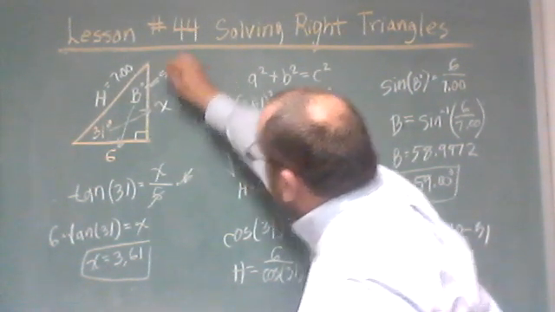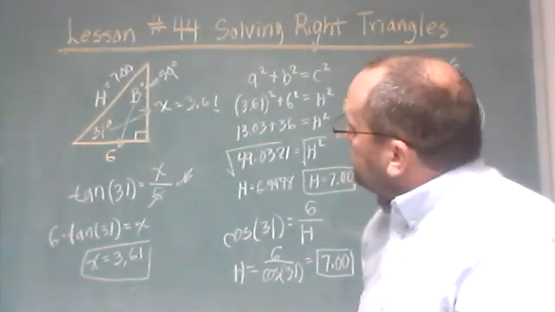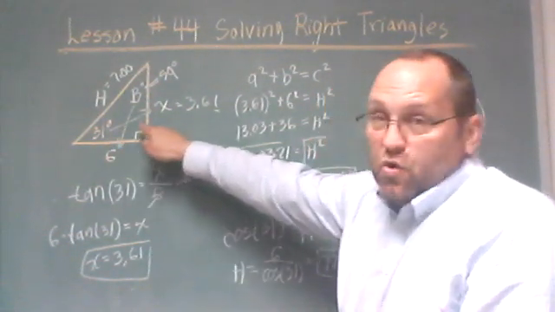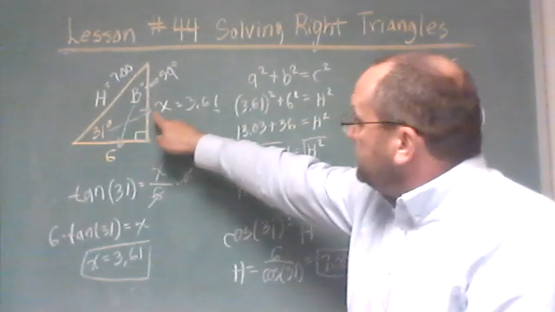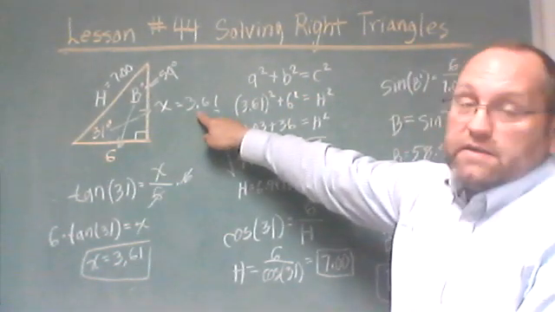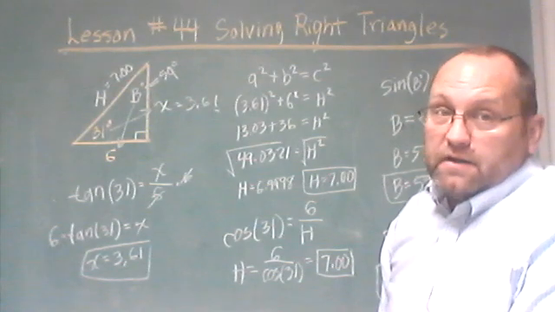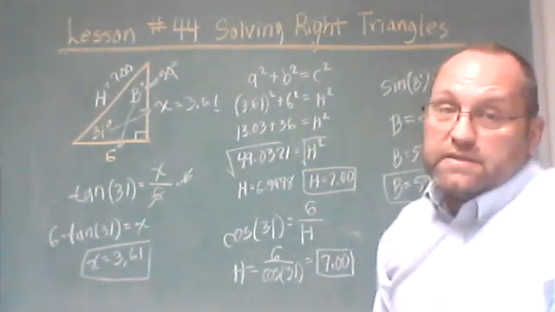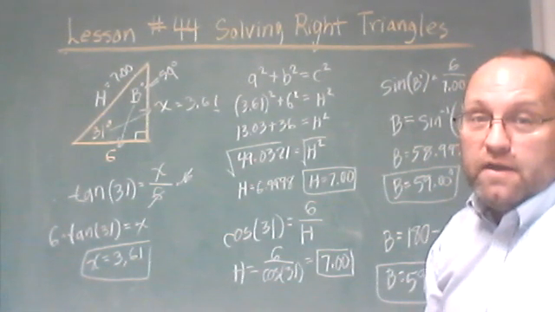Let's check. Okay, is my longest length in the triangle my hypotenuse? Yes, it is, 7. Okay, is my shortest length opposite of my smallest angle? Is my smallest side length opposite my smallest angle? 31 degrees, 3.61. Yes, it is. Is my medium angle opposite of my medium leg length? 59 degrees, opposite from 6. Yes, it is. So it makes sense by double checking our answers that we have the correct answer.